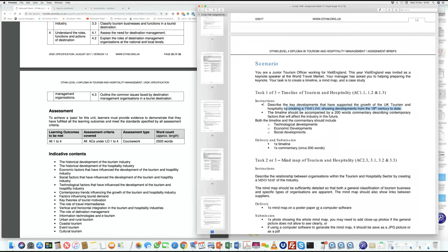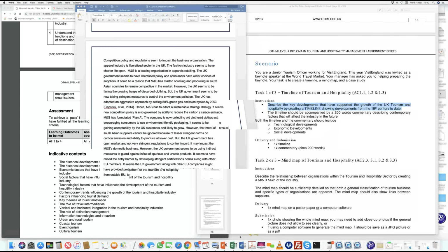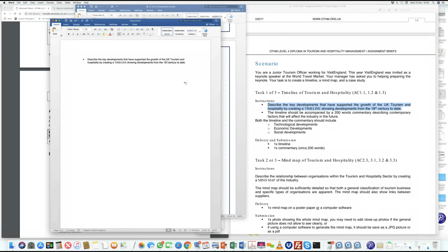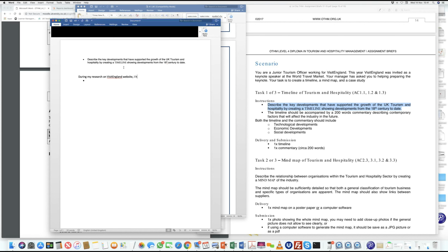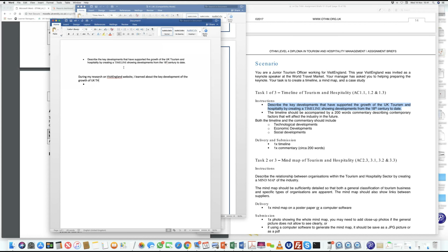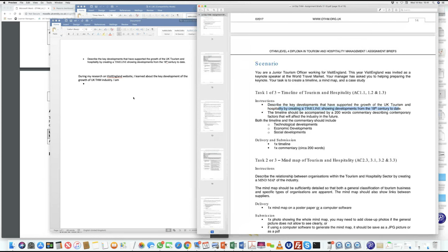Now, if I have to do this task, I'm going to pick this up from here, go into a Word document, put this here, and then do essentially a timeline. I can do this in bullet points, and maybe write a few words first, like: during my research on the Visit England website, I learned about the key developments of the growth of the UK THM industry. And then you would say, I am summarizing them in the bullet points below. So you present a couple of bullet points, starting with the 1800s, the 1900s, the 1940s, and that shows the development of a timeline, and that would do that task.